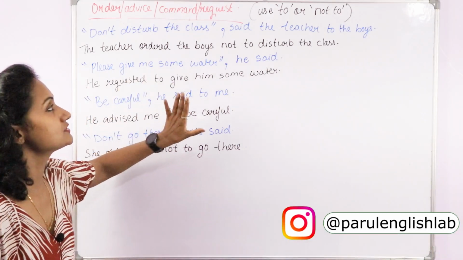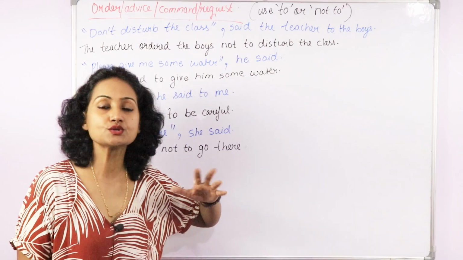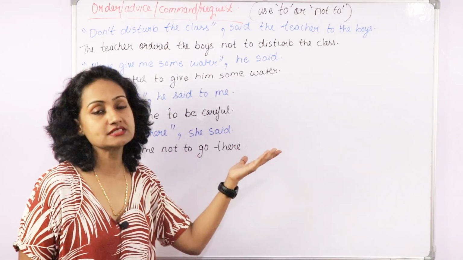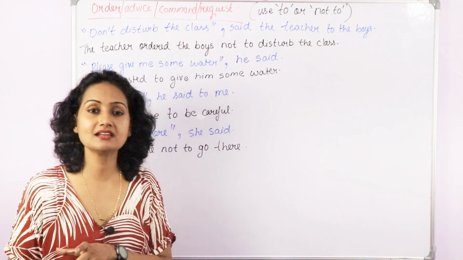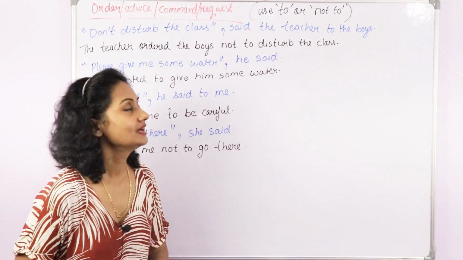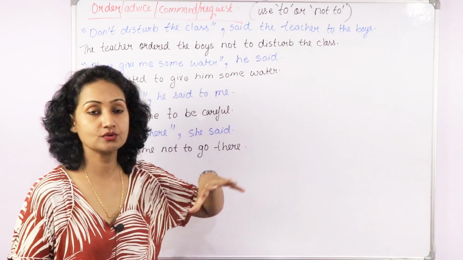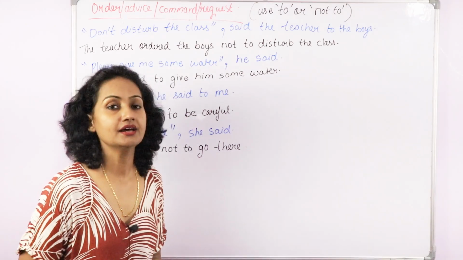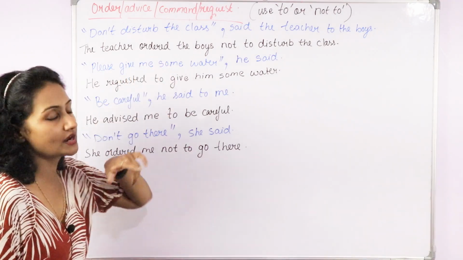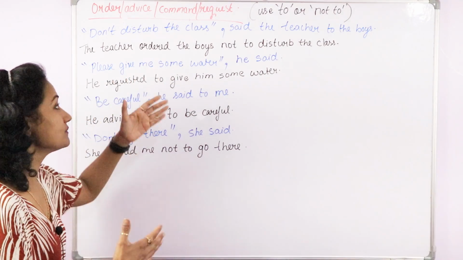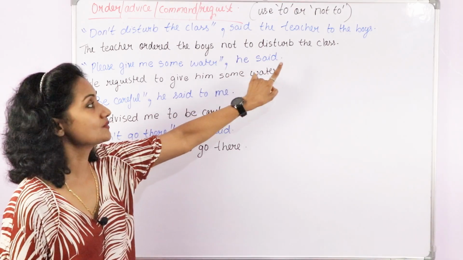So here the rule is that you have to use to or not to. So in a positive sentence you will use to, and when there is a negative sentence use not to. Okay, and if it's a request, if please is there, then omit the word please. Now let's see. Don't disturb the class, said the teacher to the boys. So it's an order, don't disturb the class. How will you change it into indirect speech? The teacher ordered. Here you are not going to say said. Okay, so ordered, because it's an order. The teacher ordered the boys not to disturb the class.